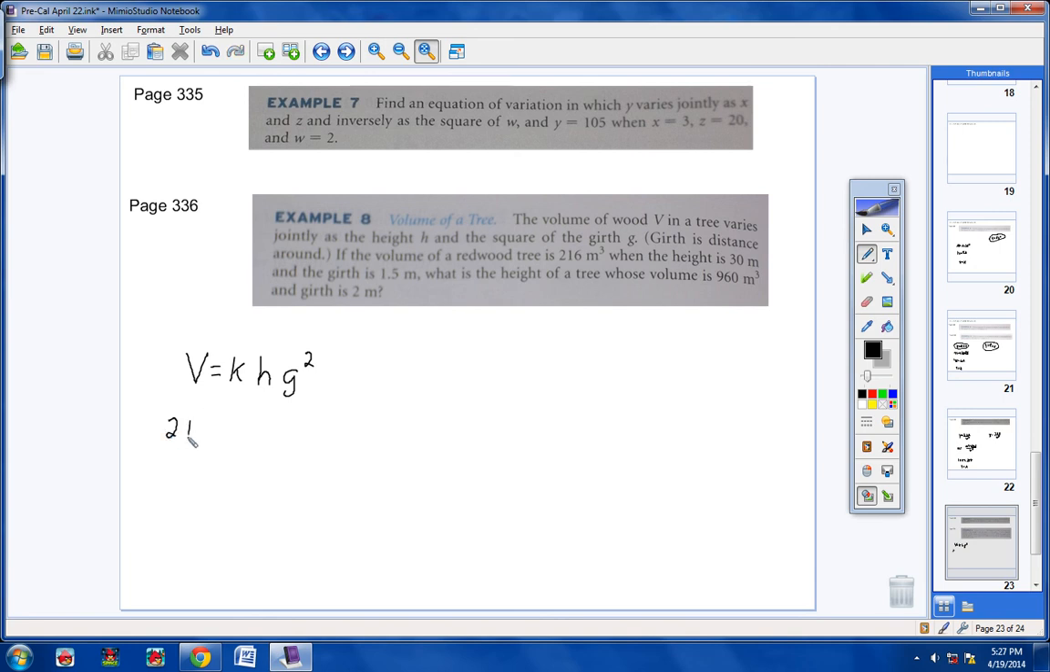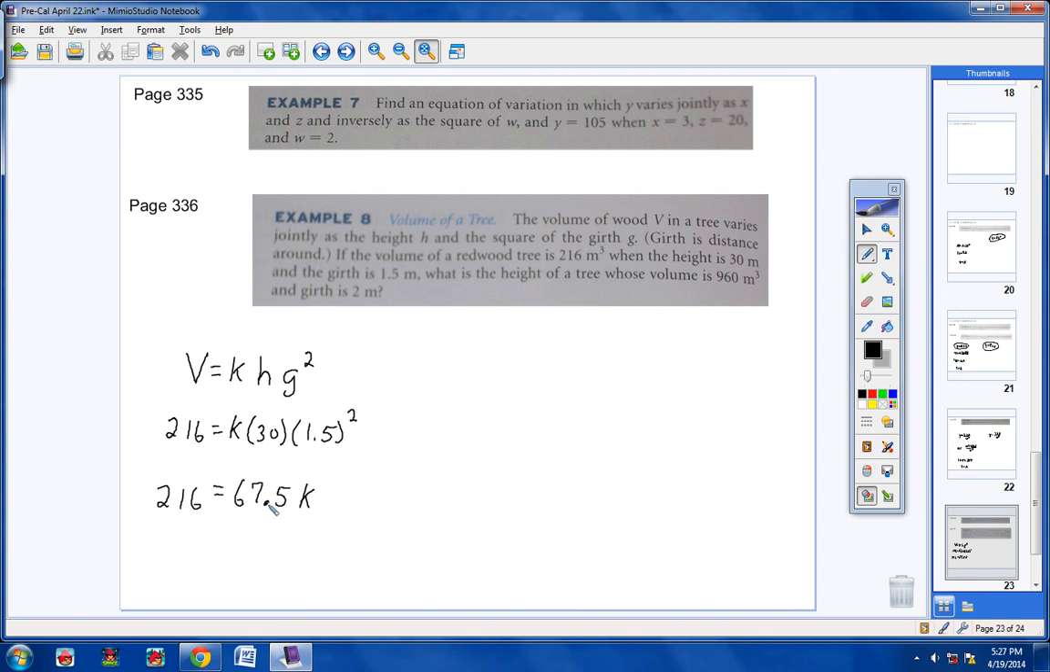So for V, I'm going to put 216. K will be K. And let's see, the height is 30. And the girth is 1.5. Now let's go ahead and do some simplifying here. On the right side of the equation, if we take 1.5 and square it and multiply it by 30 right here, we're going to get 67.5. So on the right side, we now have 67.5 K. And all of that equals 216.